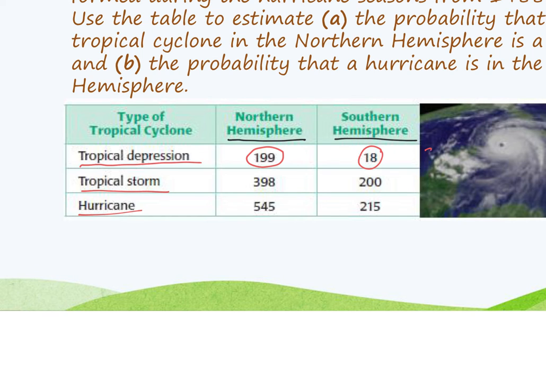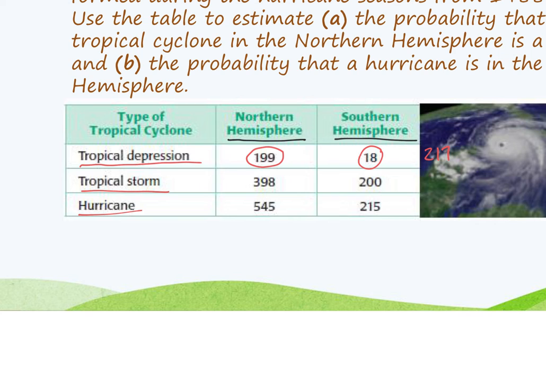217. How'd you get that, Carlos? You added them together, okay? So there's 217 total tropical depressions. Do you guys see that? So any column or any row will be the total number of tropical depressions, tropical storms, or hurricanes.